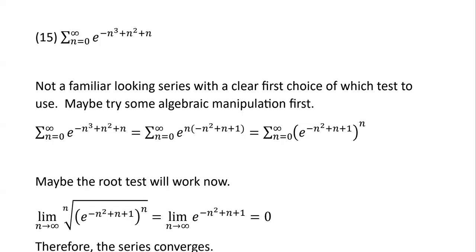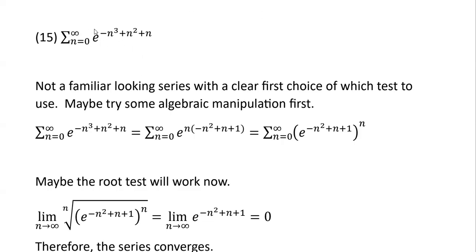Number 15, the summation as n goes from 0 to infinity of e to the power of minus n cubed plus n squared plus n. This doesn't look familiar to me. I've got to go through the list of techniques that we can use. For example, the test for divergence. This is for sure going to approach 0 as n approaches infinity. I just quickly did it in my head, so we can't do that.